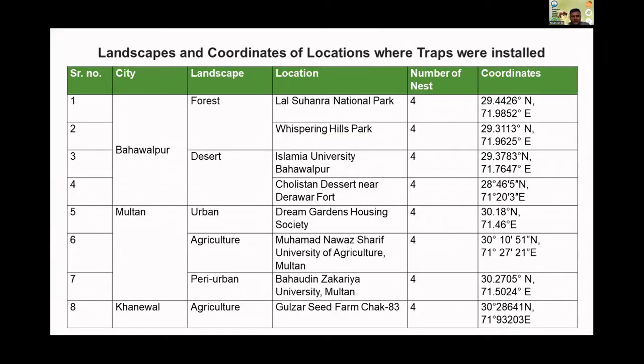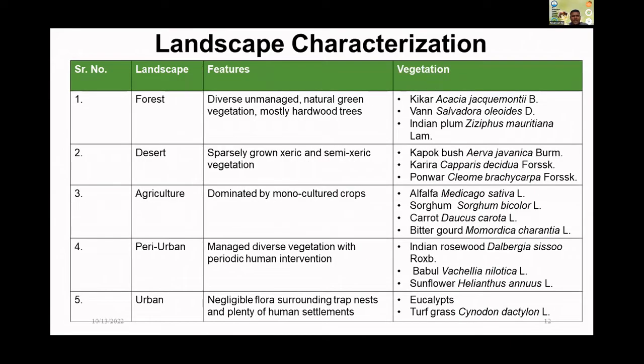So these were the different landscapes that were selected. As we are seeing, in Bahawalpur, 2 landscapes, forest and desert, were selected, while in Multan, 3 landscapes were selected: urban, agriculture, and peri-urban. While in Khanewal, only a single landscape, agriculture, was selected. At each location, further in this landscape, 4 nests or 4 bee hotels were installed. So these are some of the features and the vegetation that were present at that particular place. These are some of the features of that particular habitat we have recorded.